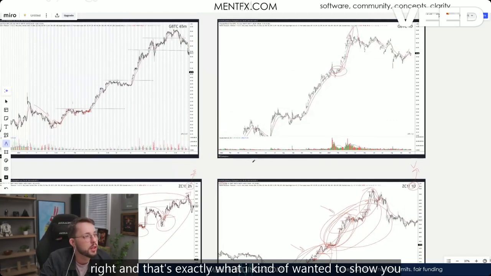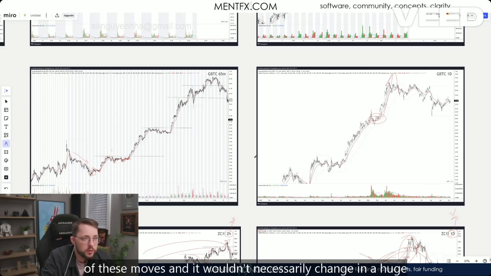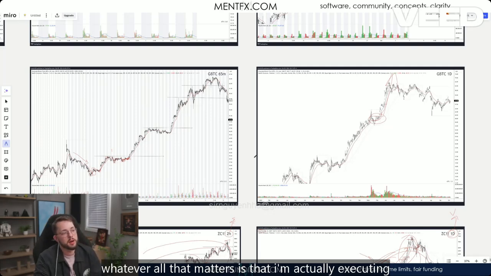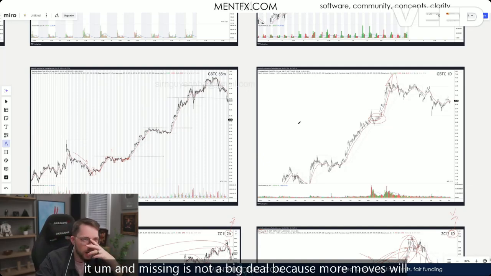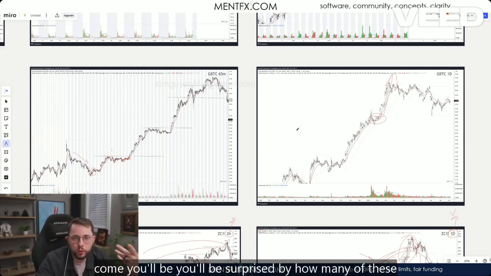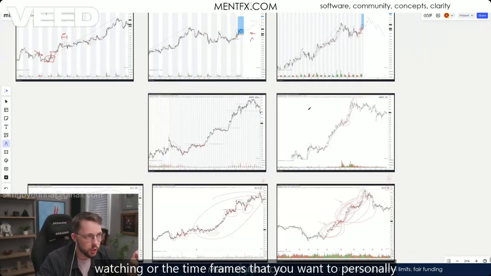And that's exactly what I kind of wanted to show you here, which is that, listen, I could have missed a lot of these moves and it wouldn't necessarily change in a huge way how much I make in a given year, in my average RR or whatever. All that matters is that I'm actually executing these rules when they end up showing up, right? That's really it. And missing is not a big deal because more moves will come. You'll be surprised by how many of these moves become available every single day based on what you're watching or the timeframes that you want to personally trade.